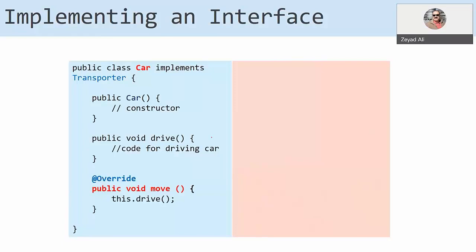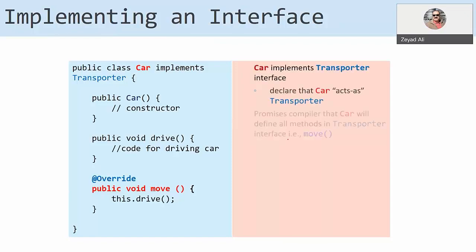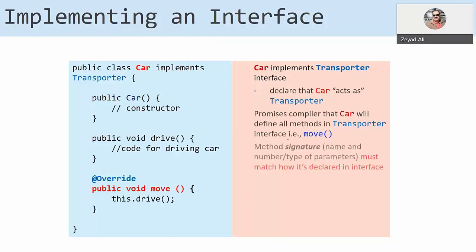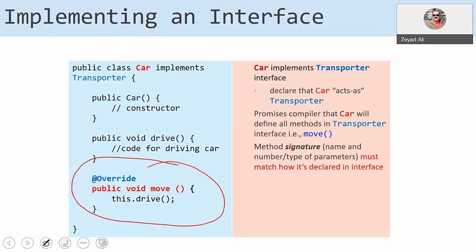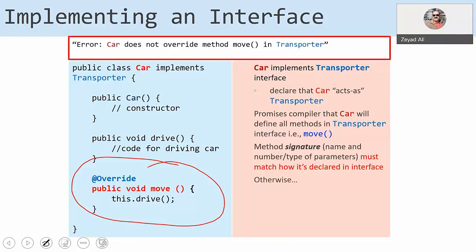Look at this one. Public class car implements transporter. What is the transporter? I need to know the interface first. Okay, look at this one. Transporter, public car, public void drive. So do you think that the transporter has a method called what? The method called what? Move. There is only one method in it, which is move. If you do not implement it, if you do not override the move, then this will not work.